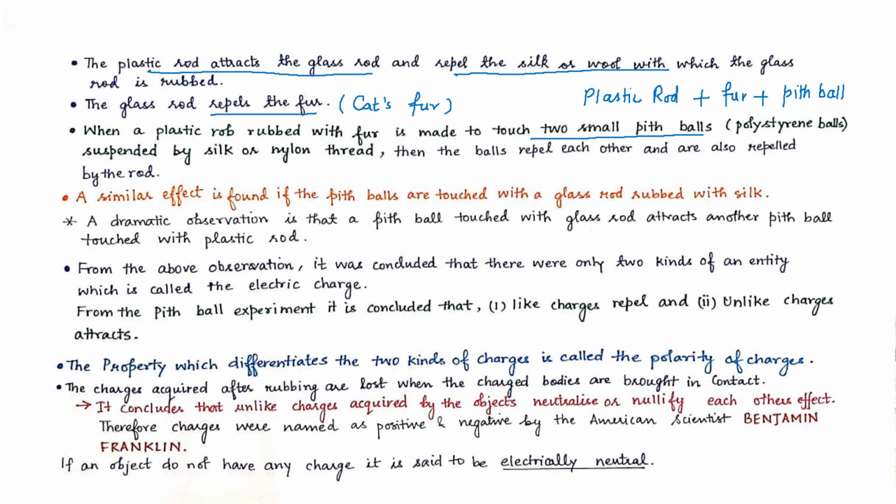Then we have seen that these two polystyrene balls repel each other after coming in contact with the rod. The plastic rod is rubbed with fur, and the pith ball gets electrified. Pith ball 1 and pith ball 2 get electrified by the plastic rod. The plastic rod has one kind of charge, and that same kind of charge is delivered to pith ball 1 and pith ball 2.